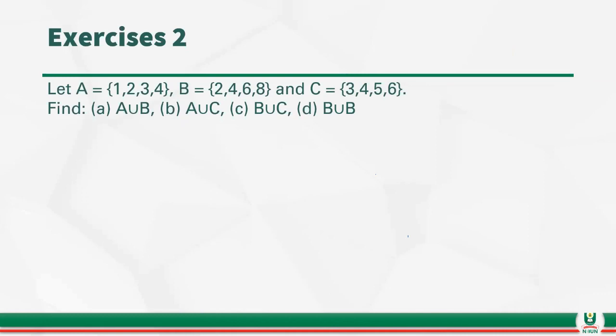What is B intersection B now? It's 2, 4, 6, 8. It's the same thing, sir. Yes, because it's what it has in common with itself. So, 2, 4, 6, 8.